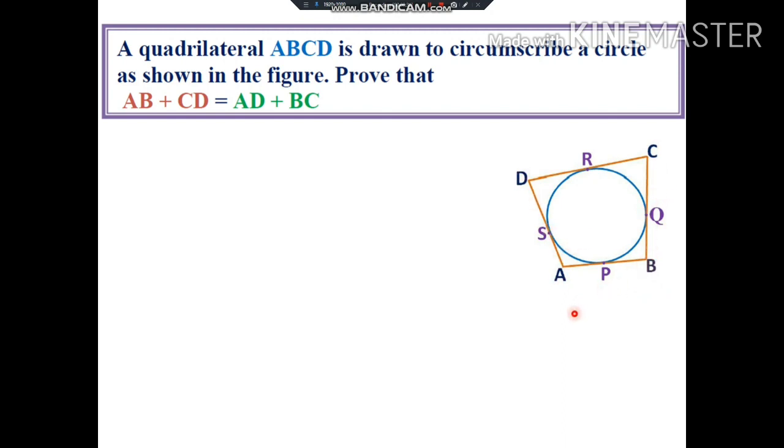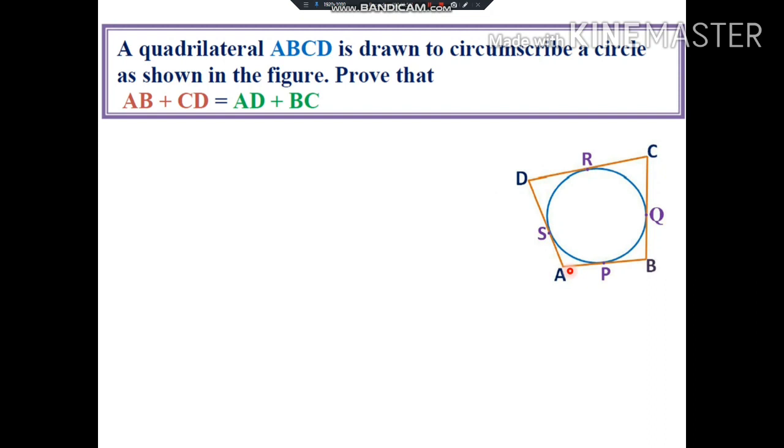Dear children, we have learned tangents drawn from an external point are equal. Do you find here any tangents? Yes, children, there are so many tangents. Here AP and AS, BP and BQ, CQ and CR, and DR and DS. All these are tangents from external points.